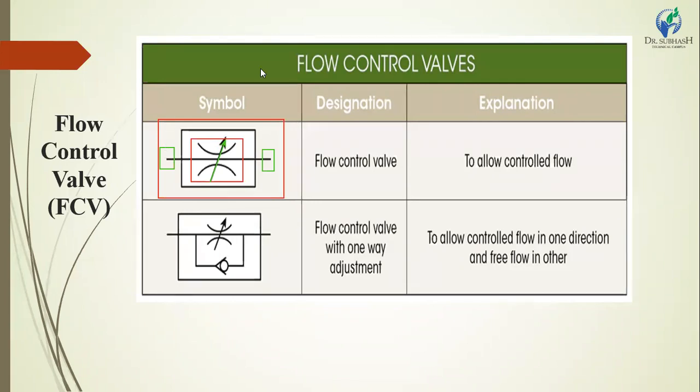The next is a flow control valve with one-way adjustment, which allows controlled flow in one direction and free flow in the other. Here the flow can pass from this side, this is the flow direction, and here a return free flow is given, meaning the excess oil in the system can return and enter the continuous back line.